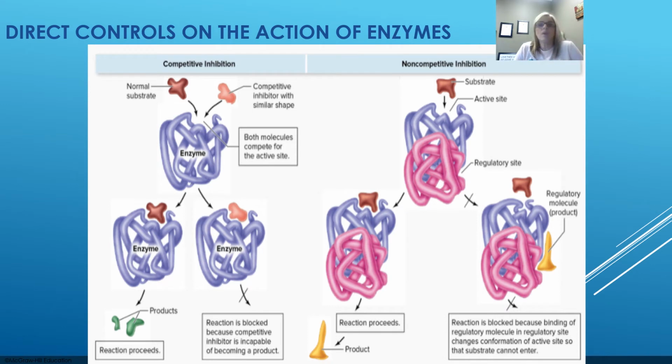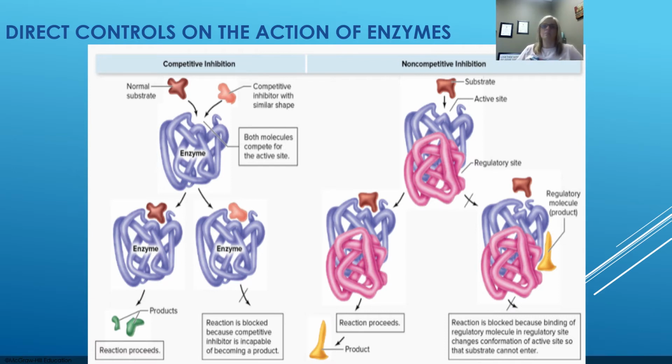We also have some ways of directly controlling the action of enzymes. We have inhibition, okay? And we have two basic types. We have competitive and non-competitive. So inhibition, competitive inhibition, I should say, is where two guys compete for the same seat. So I look at this as kind of like musical chairs. So if you're playing musical chairs and there's two of you and there's only one chair, you're both going to fight for the same seat, right?